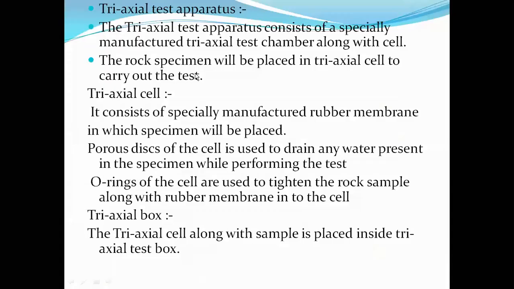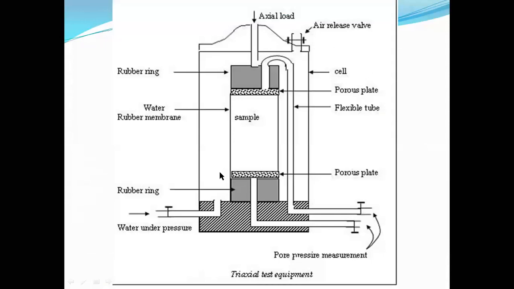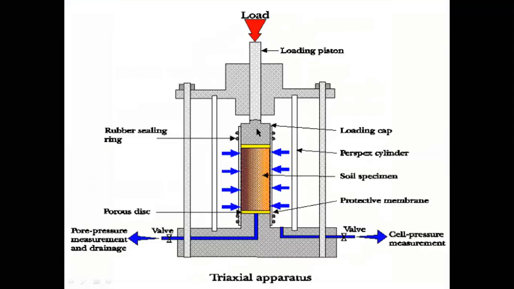Look here. The triaxial test apparatus consists of a specially manufactured triaxial test chamber. What exactly is the chamber? This part. This entire setup is called the chamber. It contains the triaxial cell, this lower part, in which the rock specimen or the soil specimen is placed. So that is called the cell, whereas this is called the chamber. Okay, so let's move on.